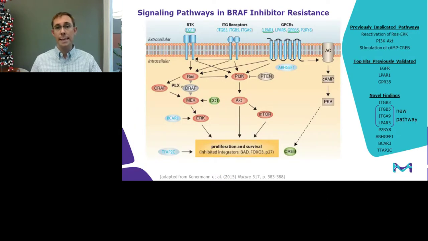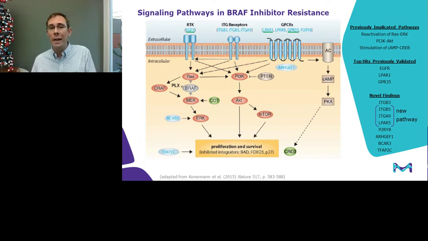In this schematic of the pathways implicated in proliferation and survival of these cancers, we can see the established models of reactivation of the RAS-ERK pathway and the parallel pathway of PI3 kinase AKT signaling. The top hits from the screen are highlighted in blue lettering, where those previously validated using an ORF overexpression library approach have been underlined in green.